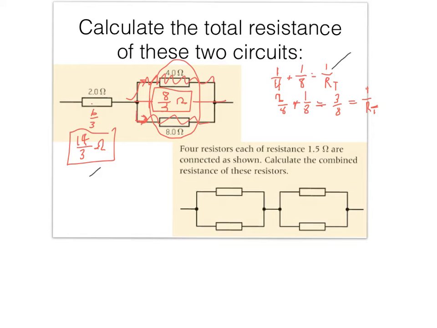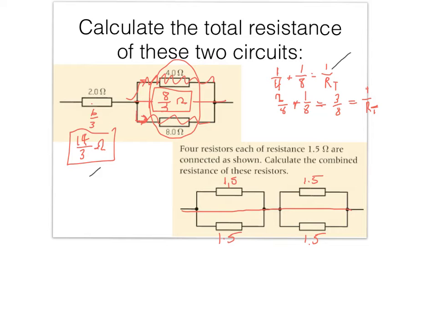So this one, I have 4 resistors, which are all 1.5 ohms. All right, so again, I see that if I could just go straight through here, then they'd be in series, but I've got these two that are in parallel. So I'll go ahead and take the 1.5s.